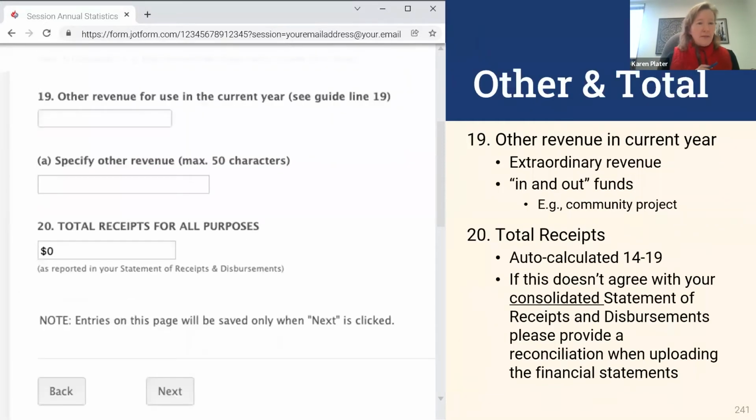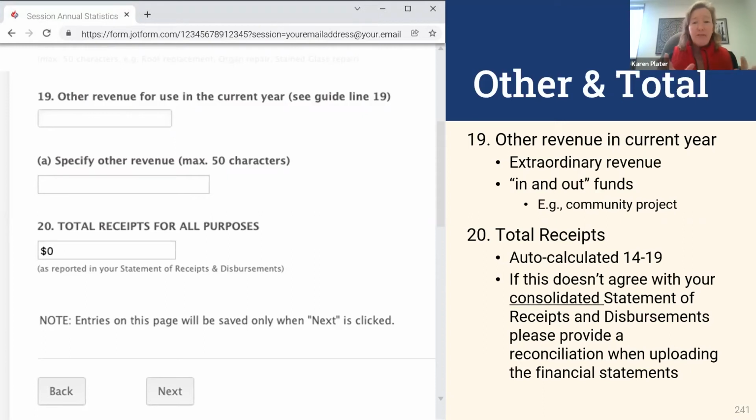Right, do the next one. Other revenue in current year. Okay, so now this is for other revenue in current year. And this line here is for money that came in for the current year, but it's not really used exclusively for your congregation. So a good example is some congregations run an Out of the Cold program. It's really a community project.